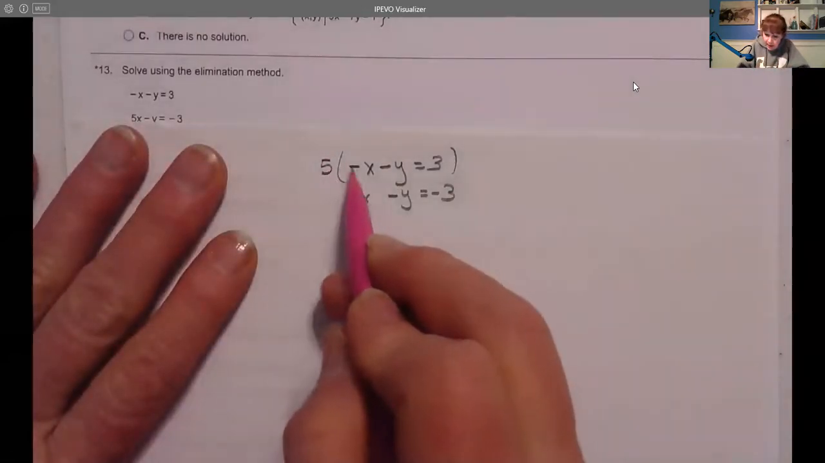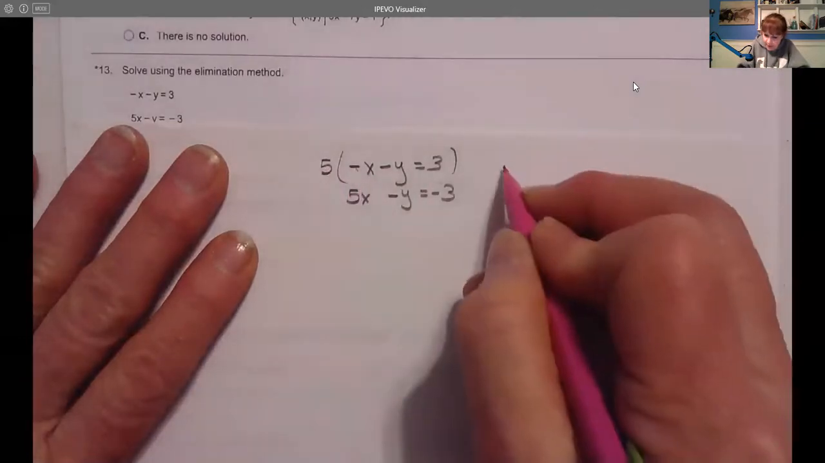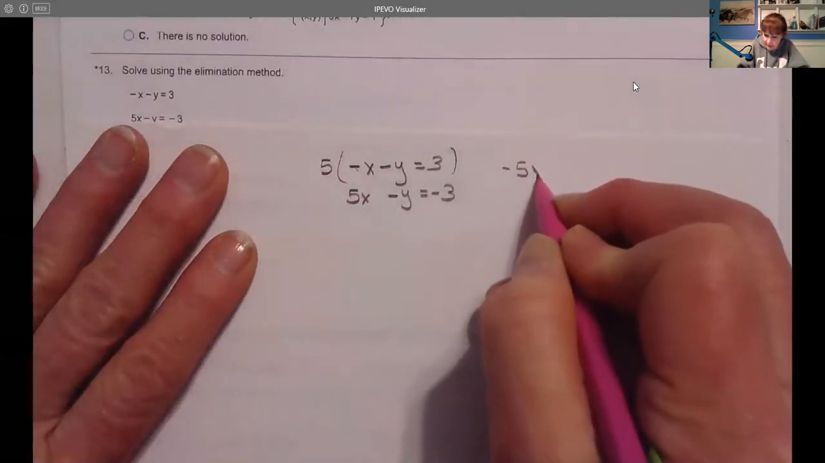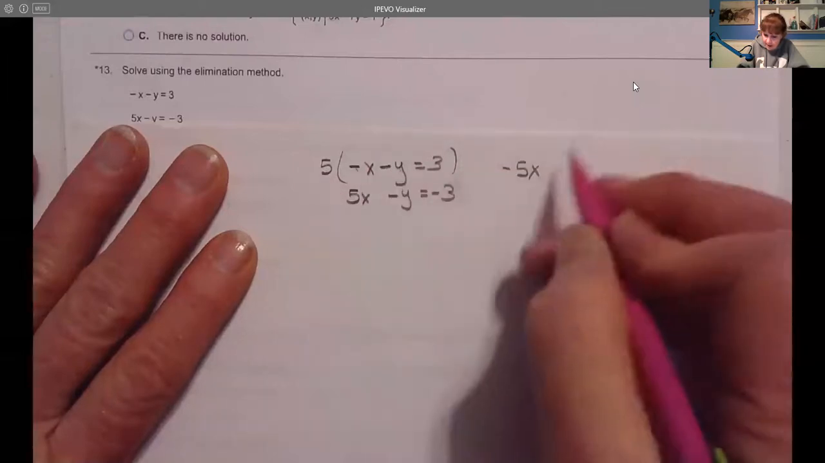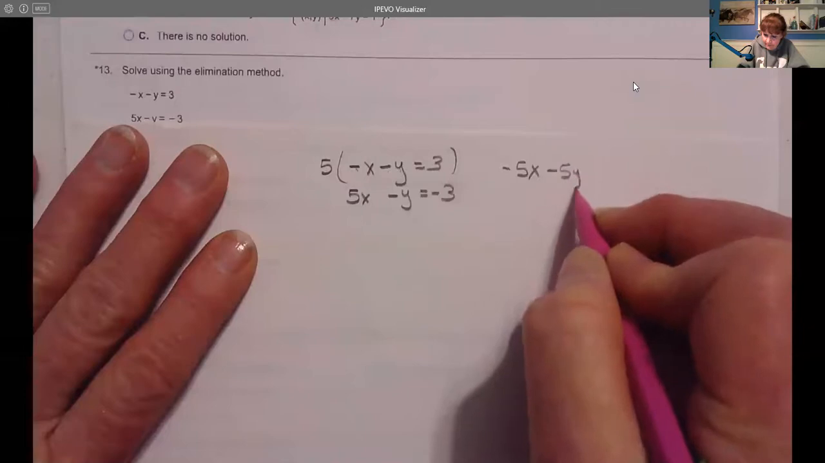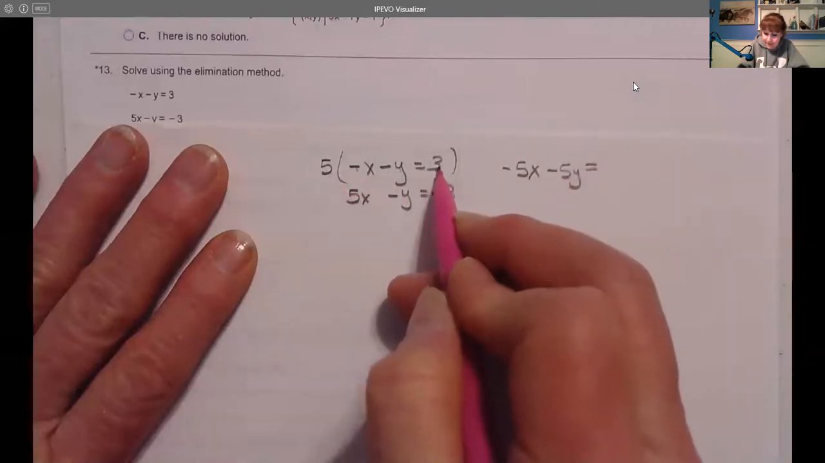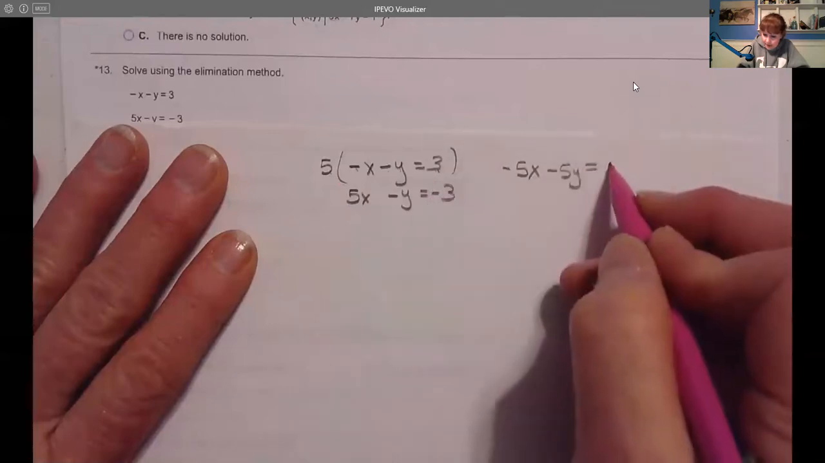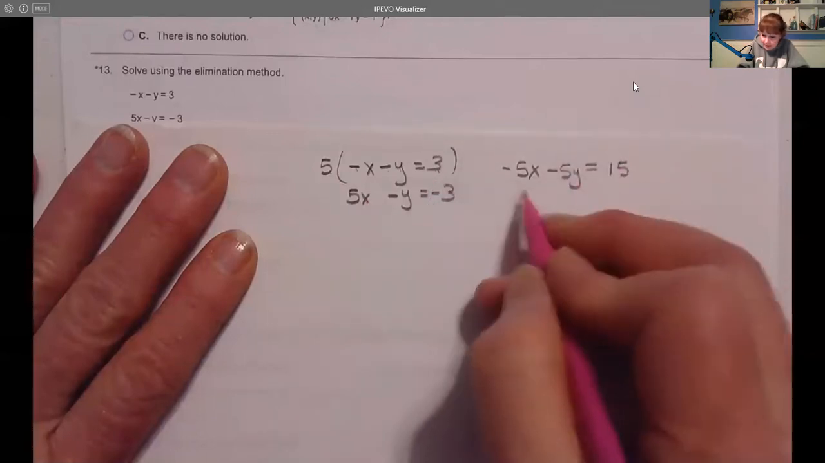So I'm going to multiply this equation by 5. So 5 times a -1 is a -5x. 5 times a -1y is a -5y. And then don't forget 5 times the 3. That guy gets forgotten a lot. Then I'm not going to do anything with this bottom one.